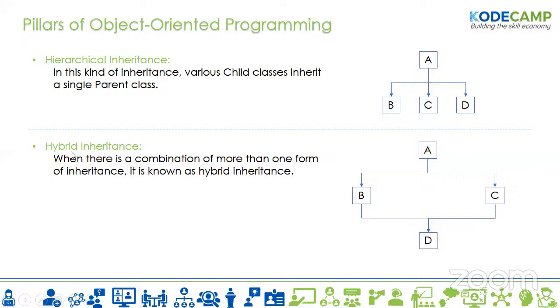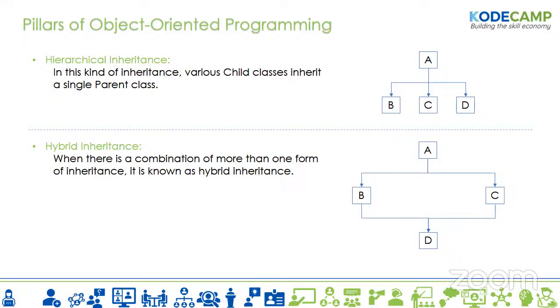Then the last one we'll look at is hybrid inheritance. Okay, hybrid inheritance. Now, when there is a combination of more than one form of inheritance, it is known as hybrid inheritance. So it doesn't have to be like this.